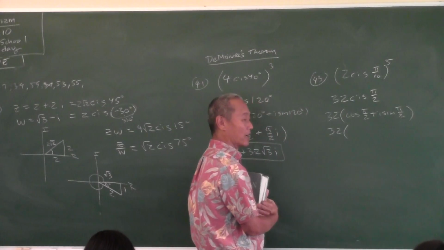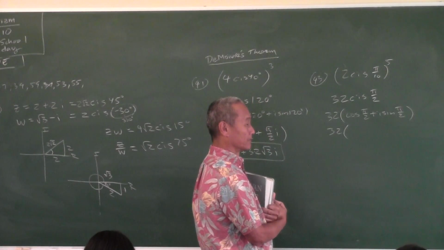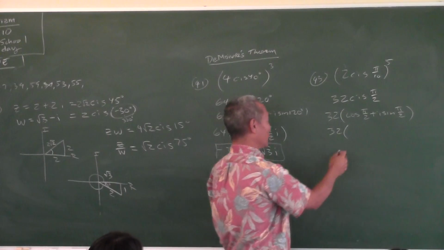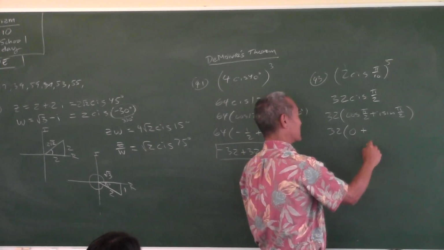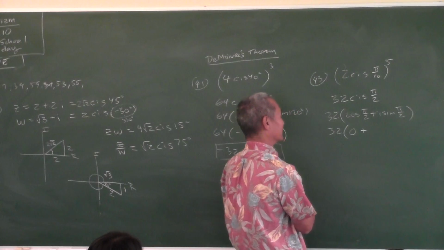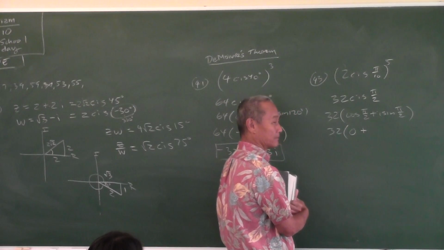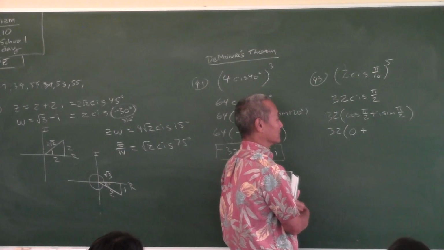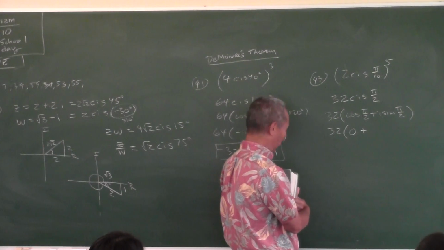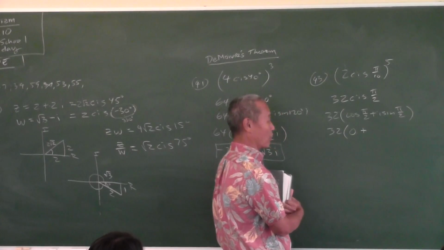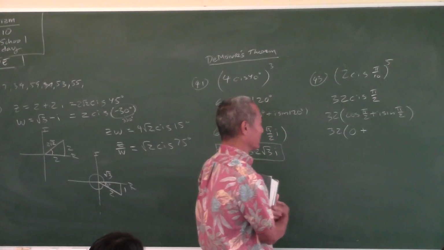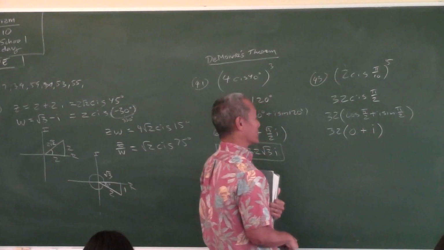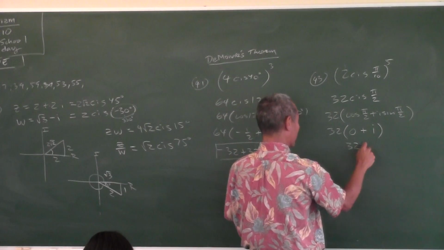And then now you just gotta know your trig values. Cosine of pi over 2, I know we know. 0 plus sine of pi over 2. Is it root 2 over 2? No! If it was, then... sine of 90 is 1. Okay, 1 i, and then if you distribute the 32, you get 0 plus 32i, but we just write 32i.